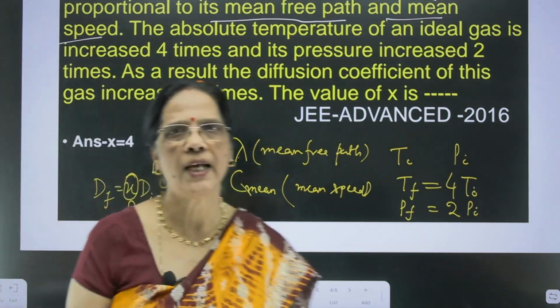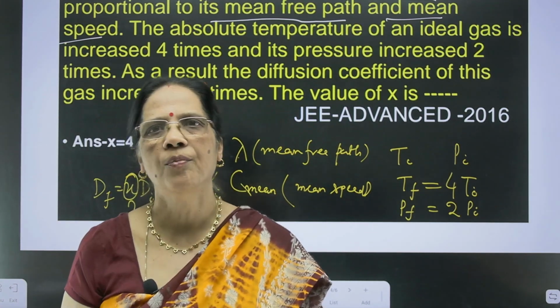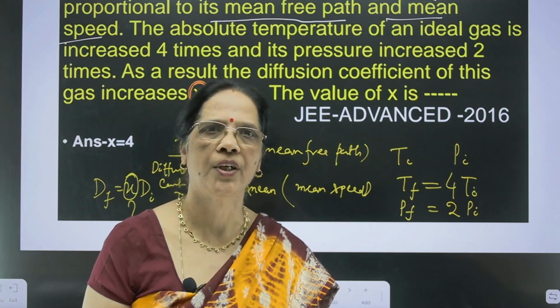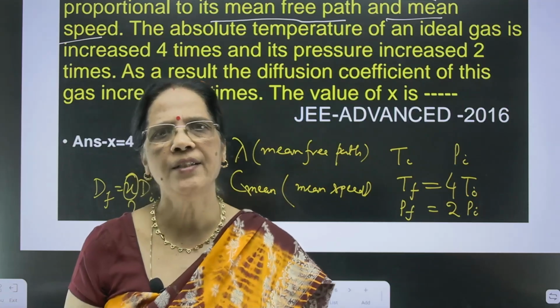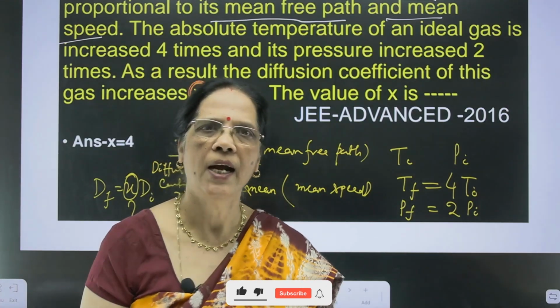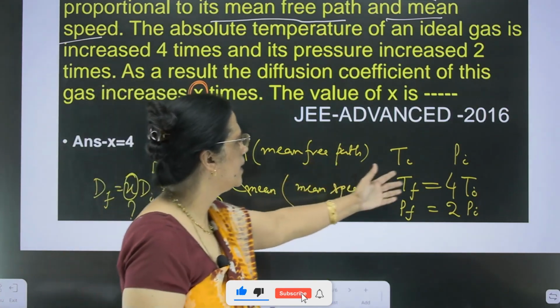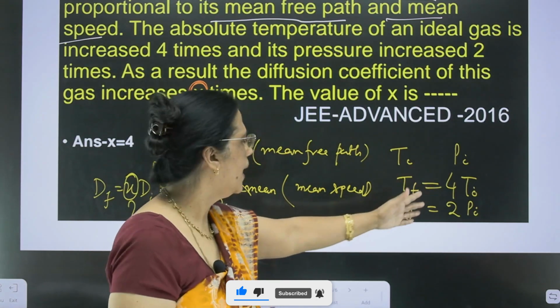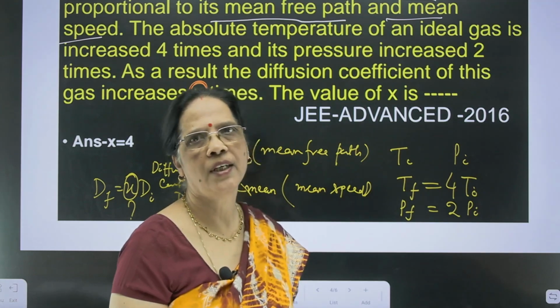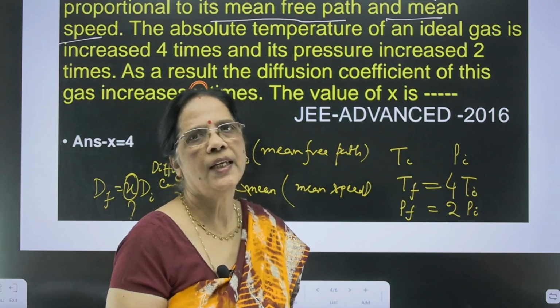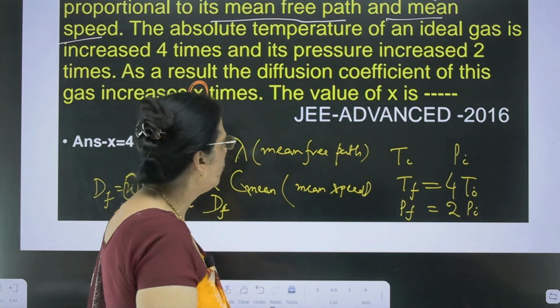We have to find how many times the final diffusion is more than the initial diffusion. Why does the diffusion increase? Because we have changed the parameters of temperature and pressure. Temperature increases 4 times the initial, and pressure increases 2 times the initial. So this will increase the diffusion coefficient.